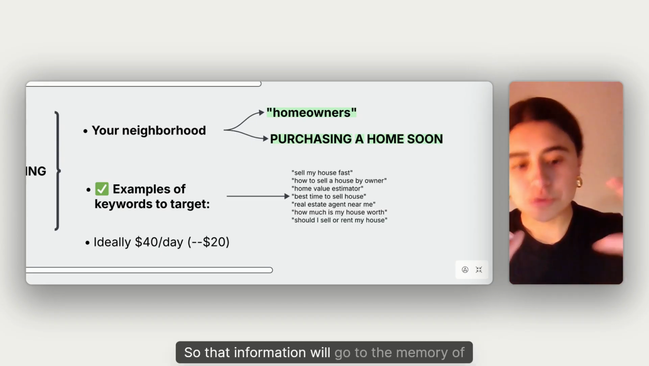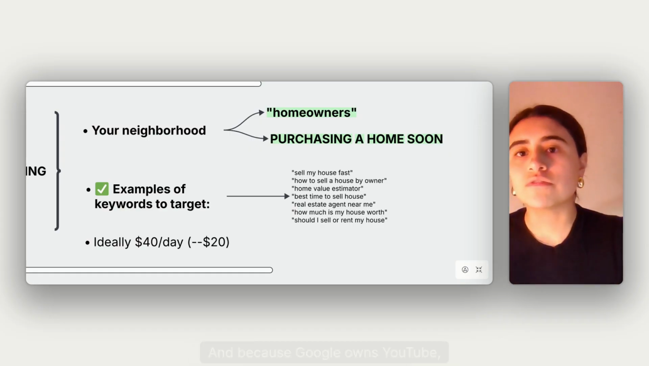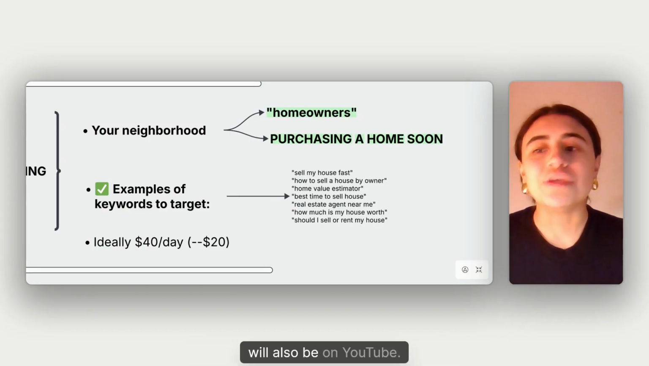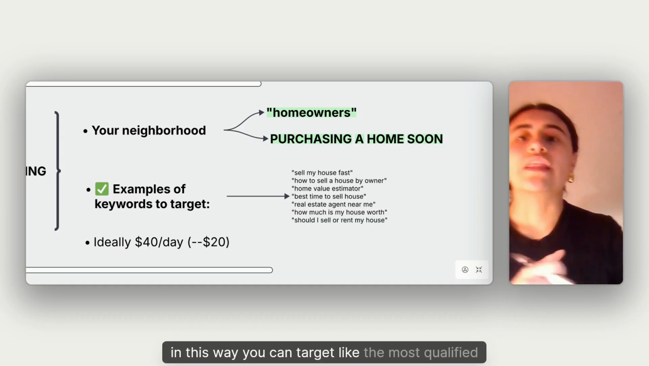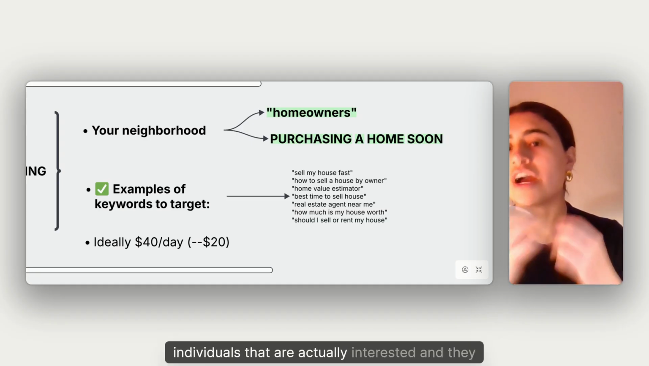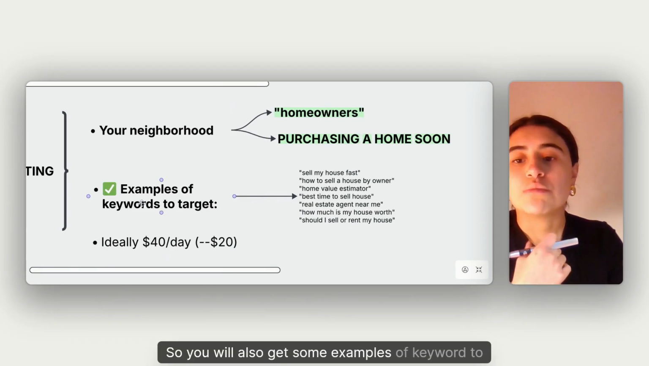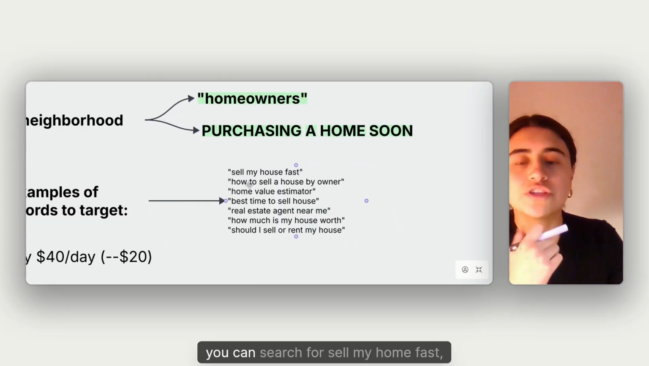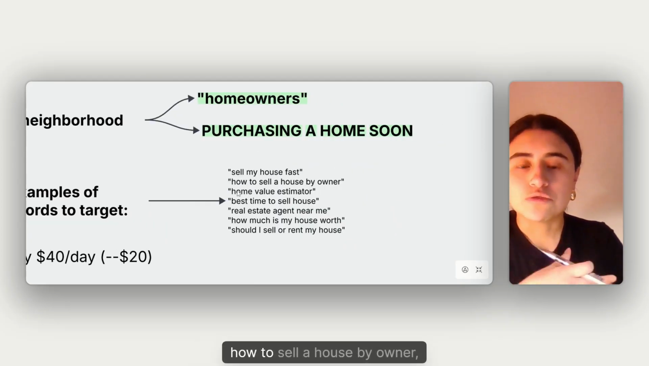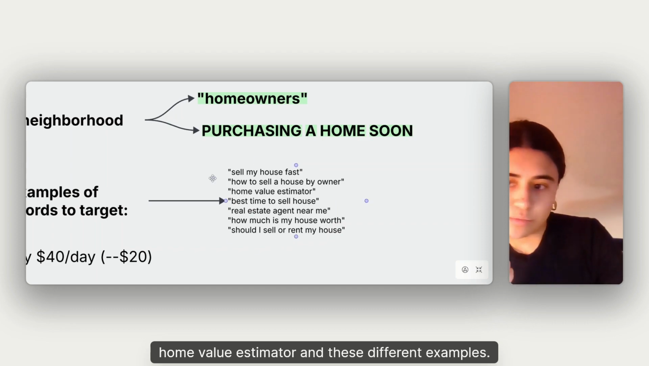So that information will go to the memory of Google, and because Google owns YouTube, then that information will also be on YouTube, right? So in this way, you can target the most qualified individuals that are actually interested and search on the Google bar. You will also get some examples of keywords to target. If you're running YouTube, you can search for sell my home fast, how to sell a house by owner, home value estimator, and these different examples, right?